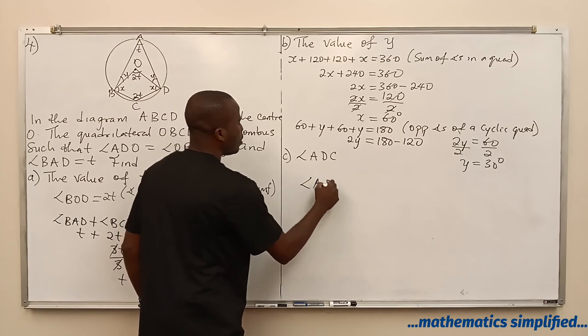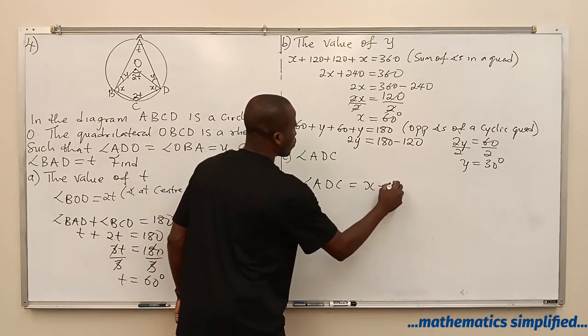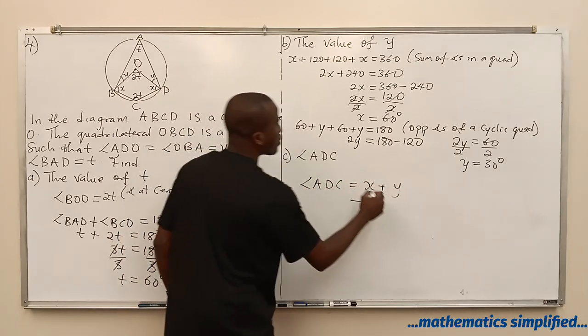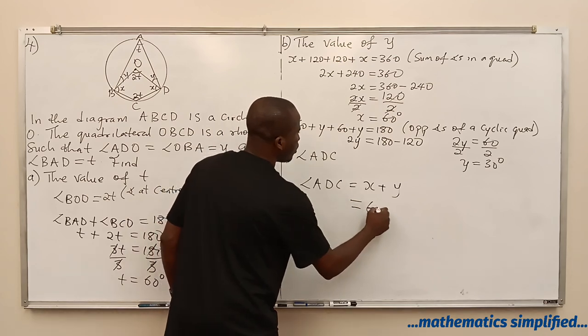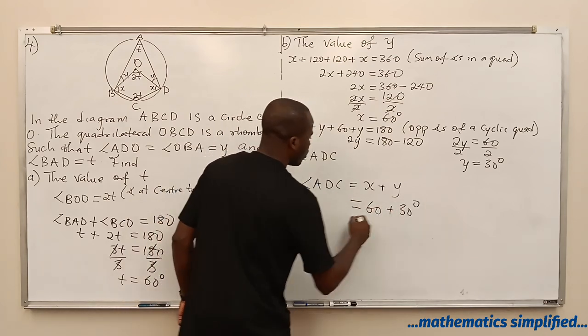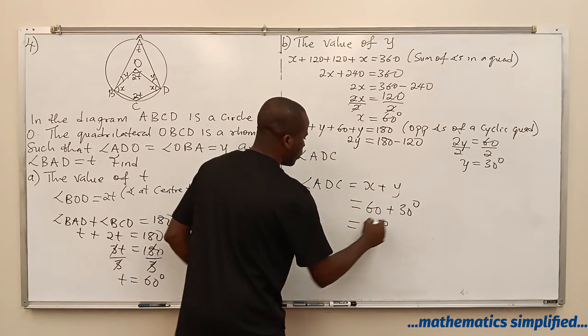Angle ADC is x plus y. What is our x? x is 60 and y is 30 degrees. So this will give us 90 degrees.